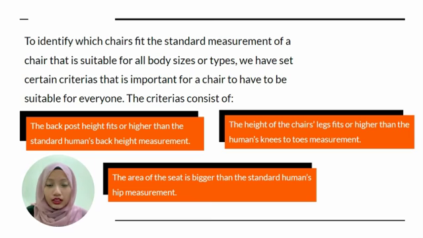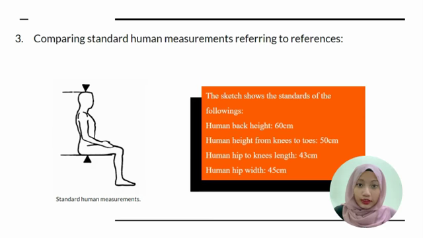The first one is the back post height fits or is higher than the standard human back height measurement. And the second one, the height of the chair's legs fits or is higher than the human's knee to toes measurement. And the last one, the area of the seat is bigger than the standard human hip measurement. The next thing we did is to compare the standard human measurement to the measurements that we got from the chairs that we have chosen.